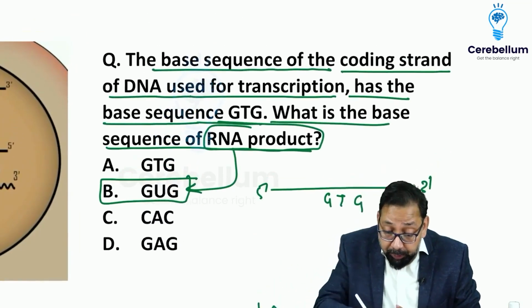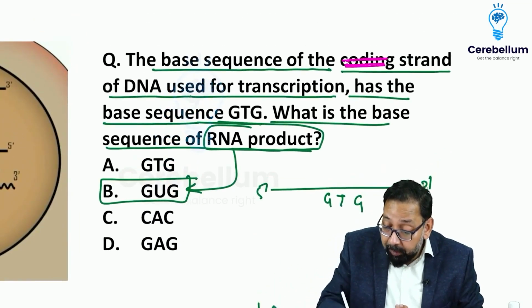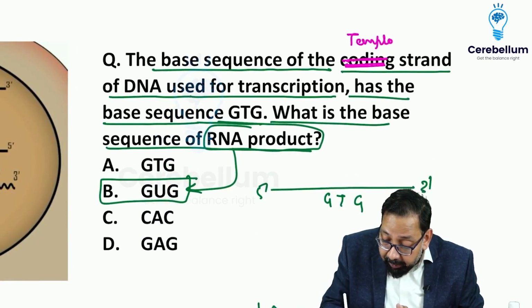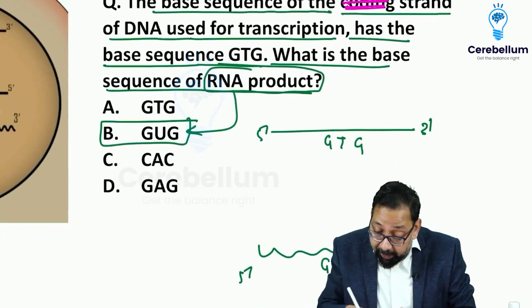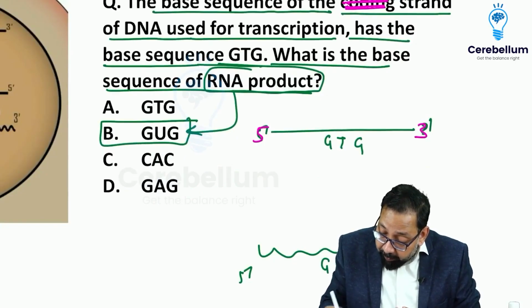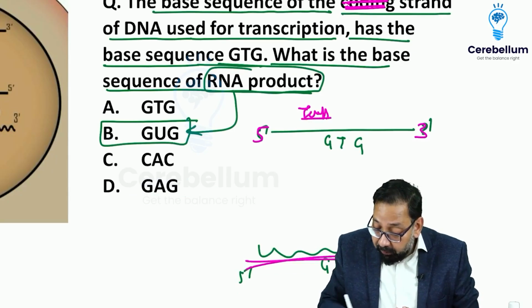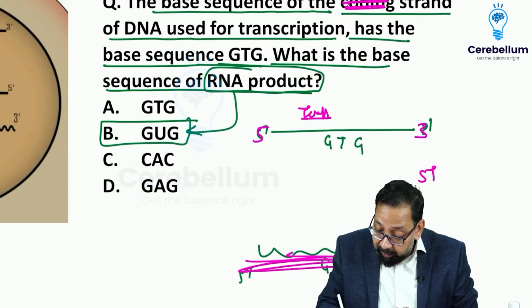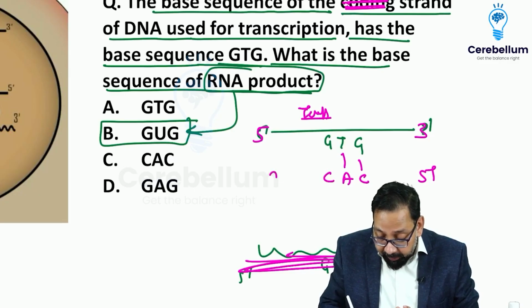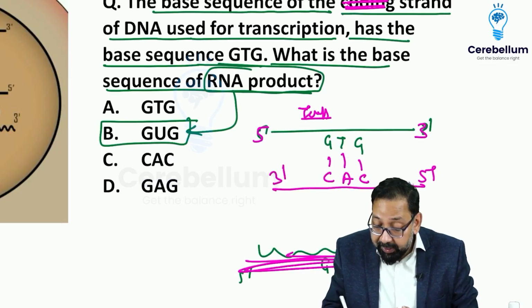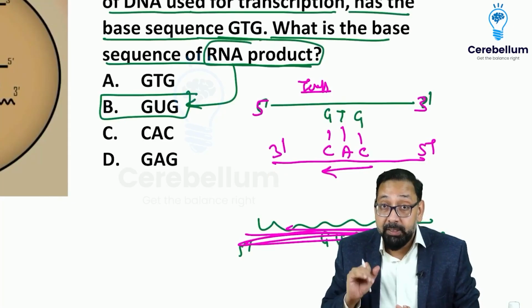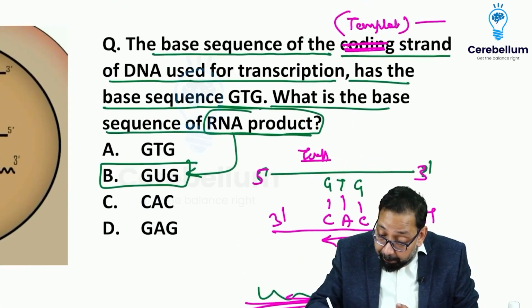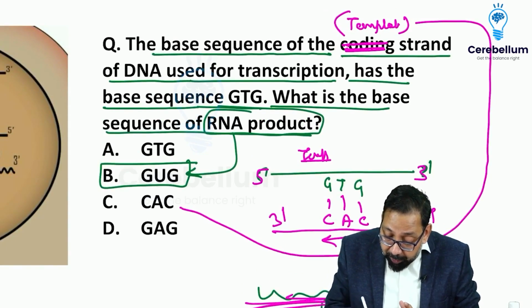But in the same question, if they change the coding word to template strand, now it becomes difficult. You have to write this is template. Now synthesis will occur on this template. G will pair with C, T will pair with A, G will pair with C. So CAC would be the nucleotide sequence of messenger RNA. So if they have given the template word, the answer would change to CAC.